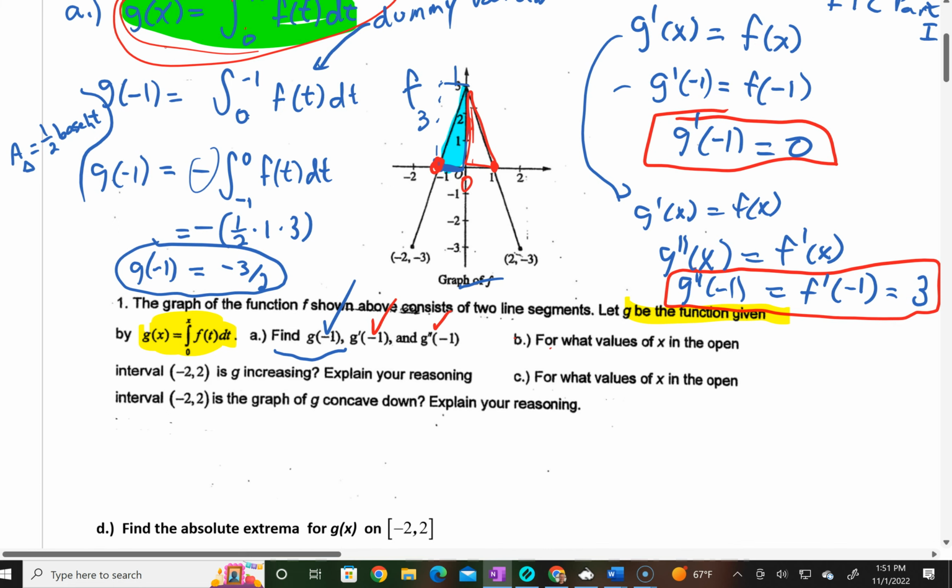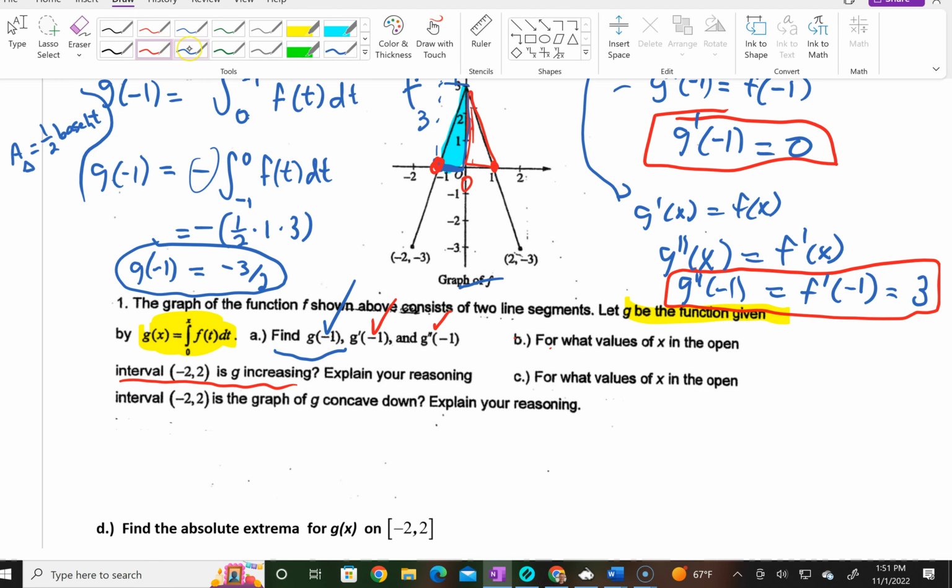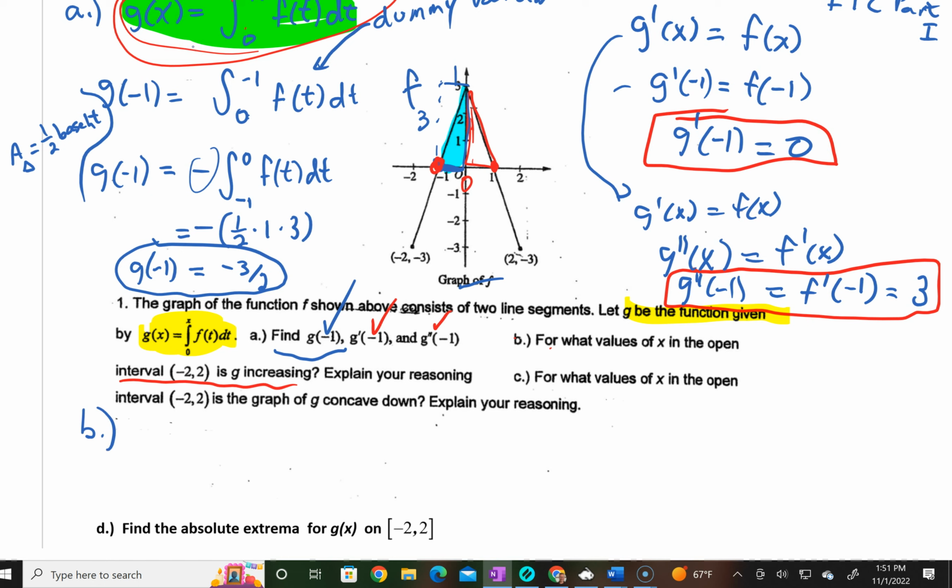B says, for what values of x is g on this open interval increasing? So I'm going to come over here to B, and let's think about this. I'm going to say, where is g increasing? I'm going to fill in a little stem sentence here. G is increasing when what is true? Think as a calculus student.